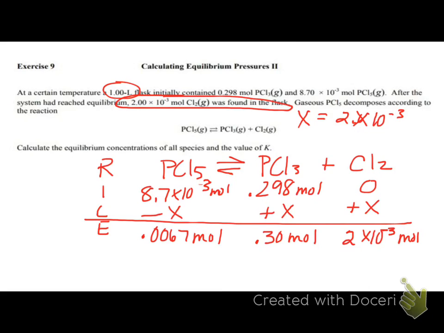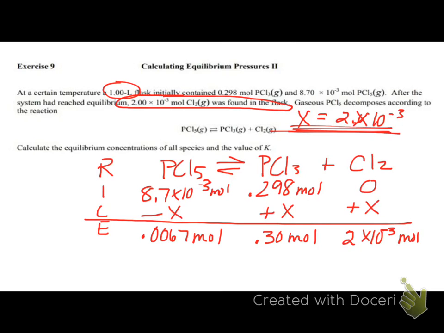Where am I getting these numbers? I'm plugging in x. This is x up here, because it gave it to us in the problem. They don't always. Sometimes we have to solve for x, but they were nice enough in this one to give us x. So I subtracted x here and added x here. So these are my equilibrium concentrations.